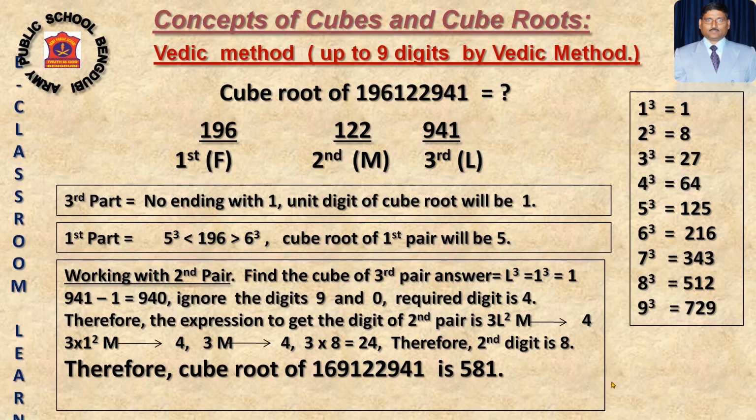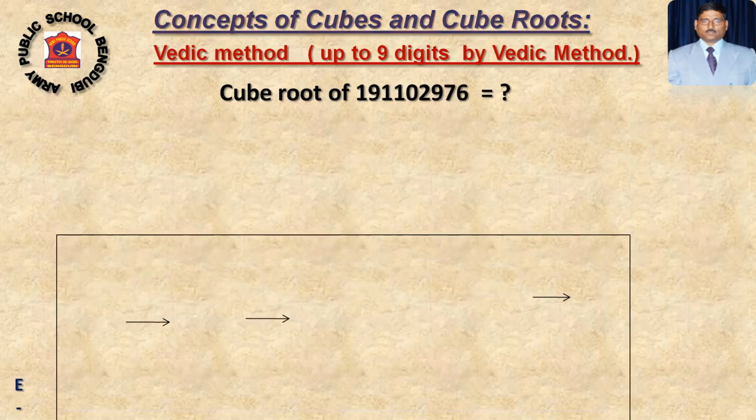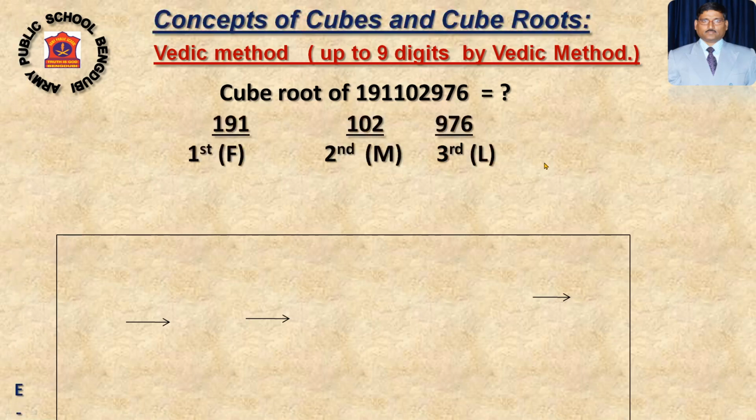How to find out the cube root? I think this is enough. 9 digit cube root, it is not a joke. Okay. Now another example I am giving where you need to calculate a little more. Suppose 191102976 is a 9 digit number, a big number. Divide into 3 parts: last part, middle part, first part.